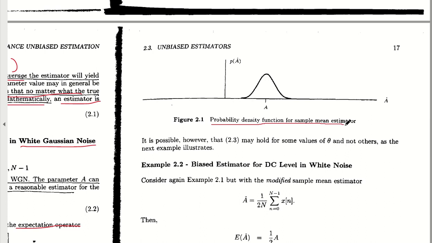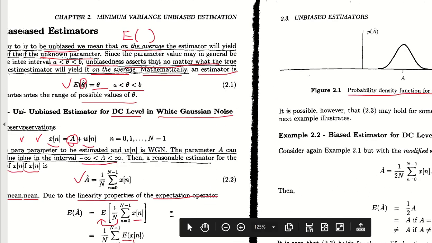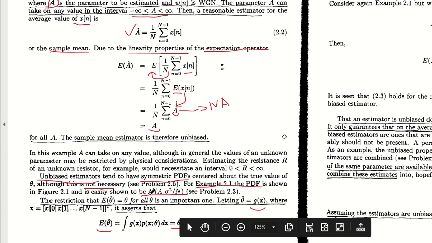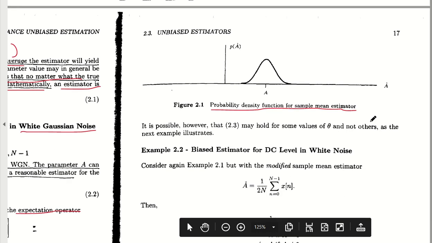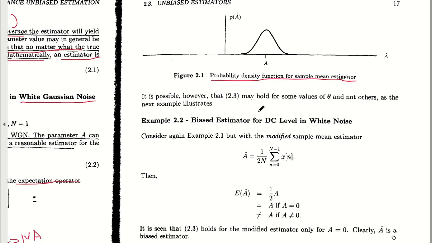Probability density function for the sample mean estimator. So this is what we say here. It's concentrated around A with variance sigma squared divided by n. It is possible that this may hold for some values of theta, but may not for others.